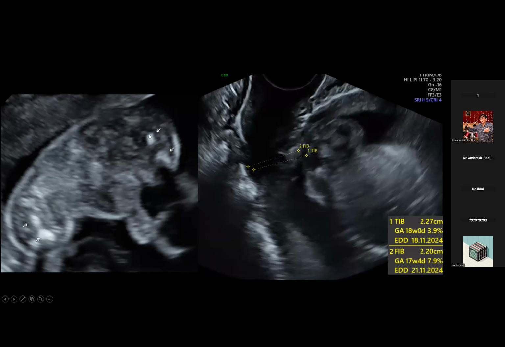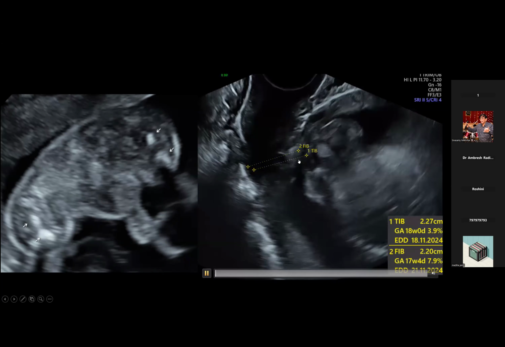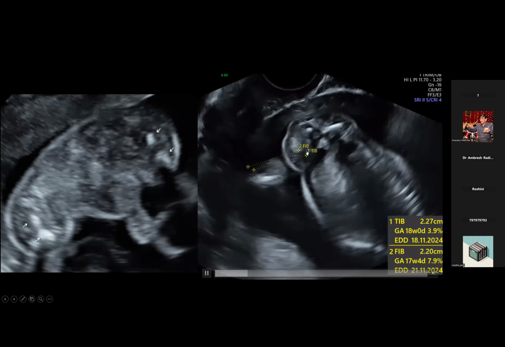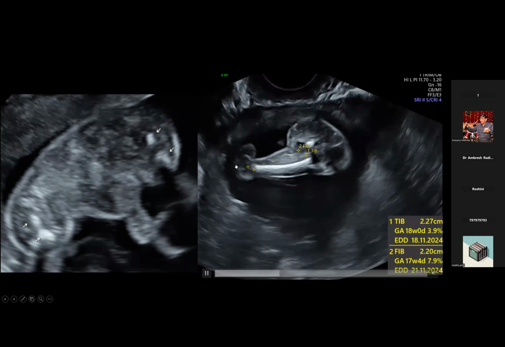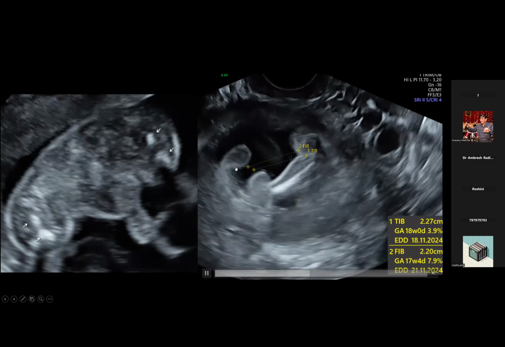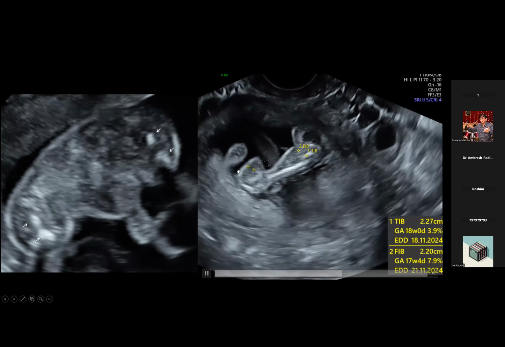Both femora are not seen. So this is the very severe form of congenital femoral deficiency. You can see both the tibia and fibula, which is marked by the arrow, are arising directly from the hip joint. This is the video demonstrating the same. You can see both tibia and fibula are arising from the hip joint, and there is also bilateral clubfoot here.